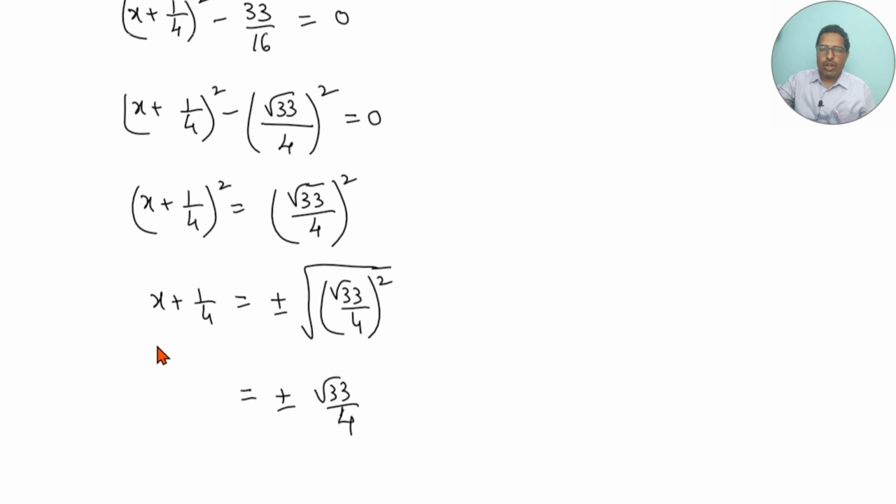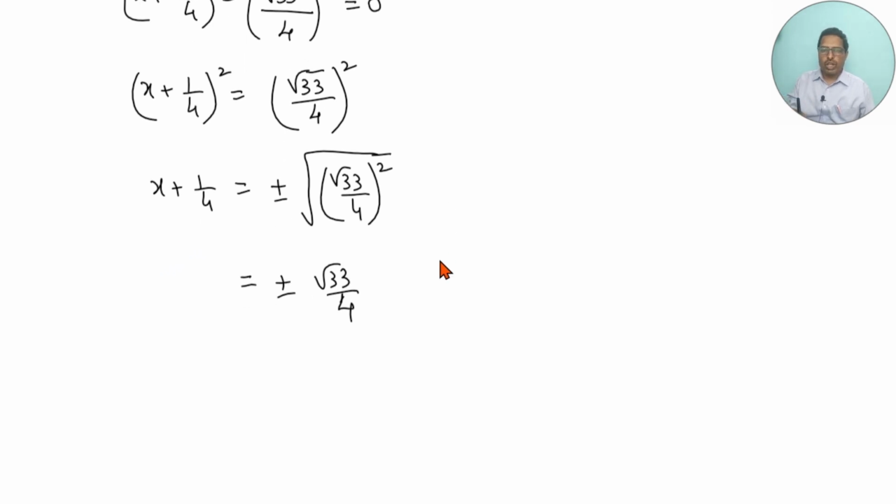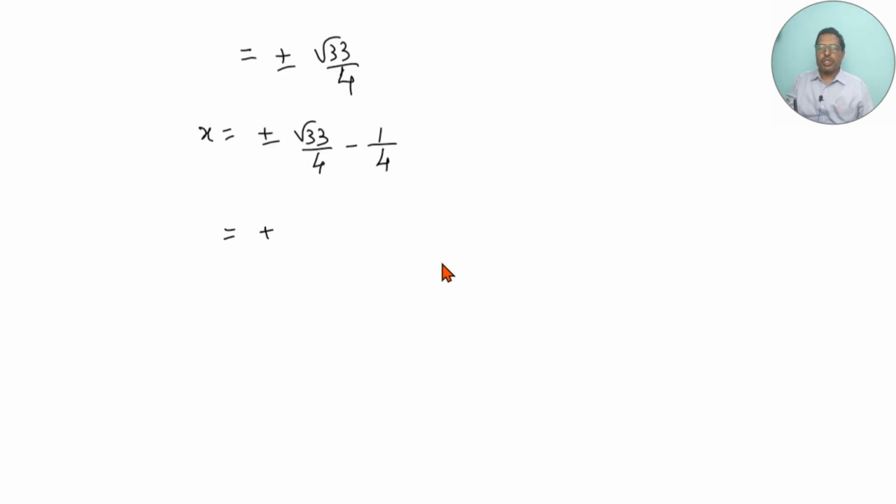But I need to get the value of x. So therefore we can write x to be equals to plus or minus root 33 divided by 4. Plus 1 by 4 goes on the other side, it becomes minus 1 by 4. Or further if you simplify this one, plus or minus, you are getting the value to be equals to 4. Take this as root 33 minus 1. Because the denominator is common, you can just add or subtract the numerator value. So that is the value of x we have.